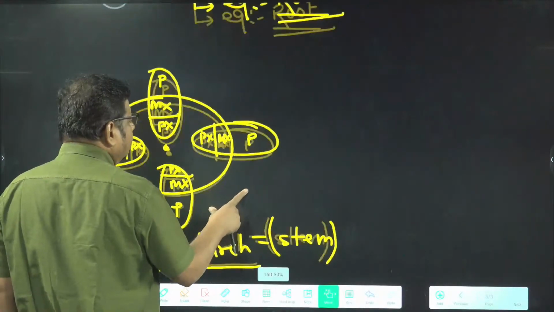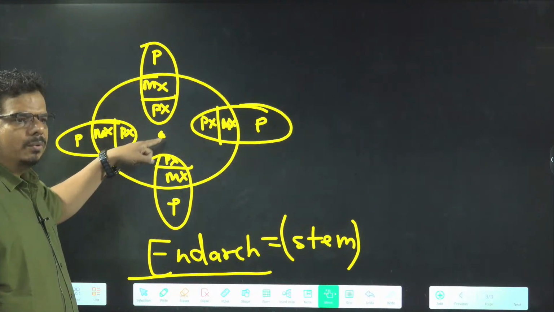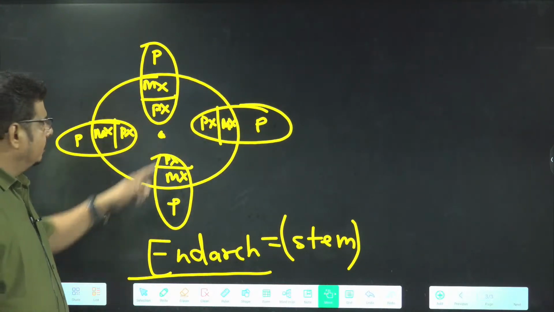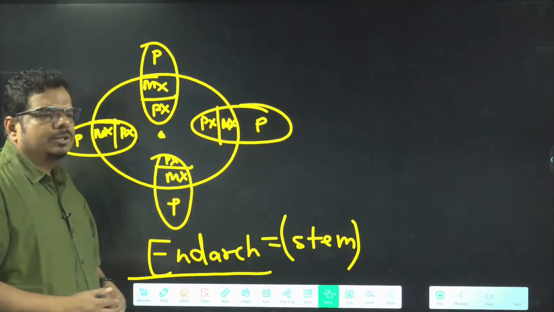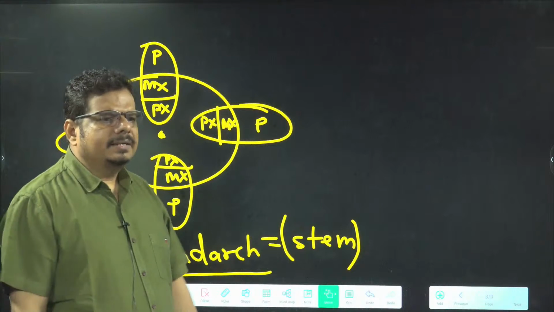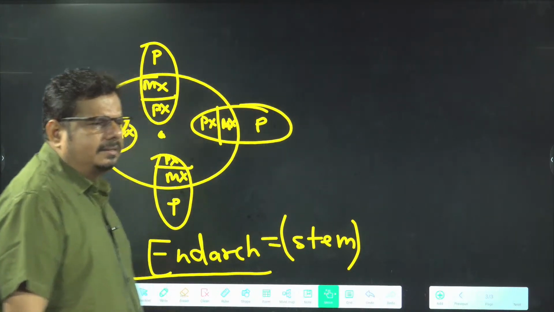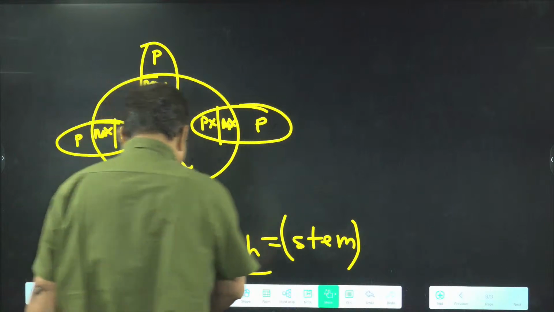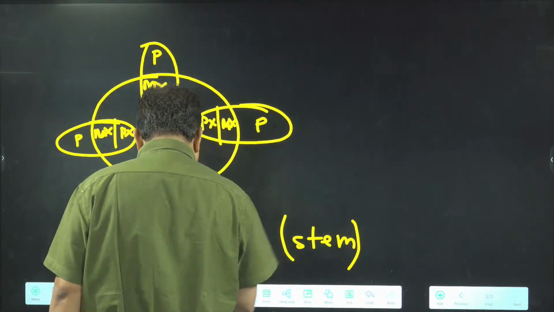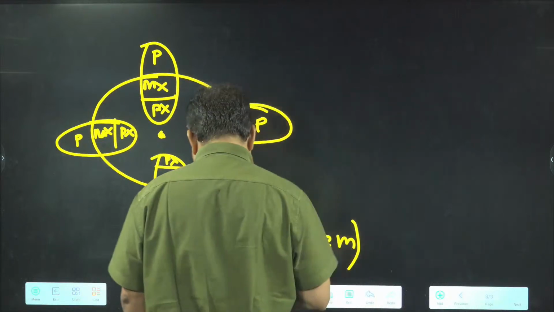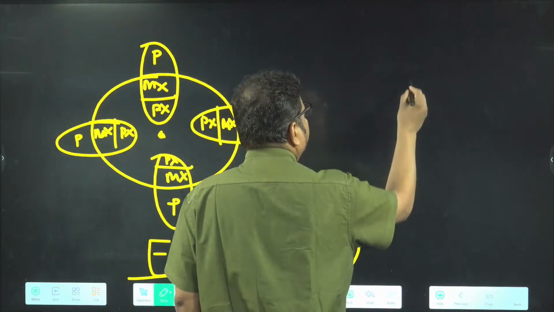I am just simplifying it somehow. In the diagram, who is toward the center? Protoxylem is toward the center. Metaxylem is toward outside. In reference to protoxylem, metaxylem is on the outer side. So these are the conditions in endarch condition. Is it clear? Now we are going to talk about the exarch arrangement. What do we find in the exarch arrangement? Have a look.